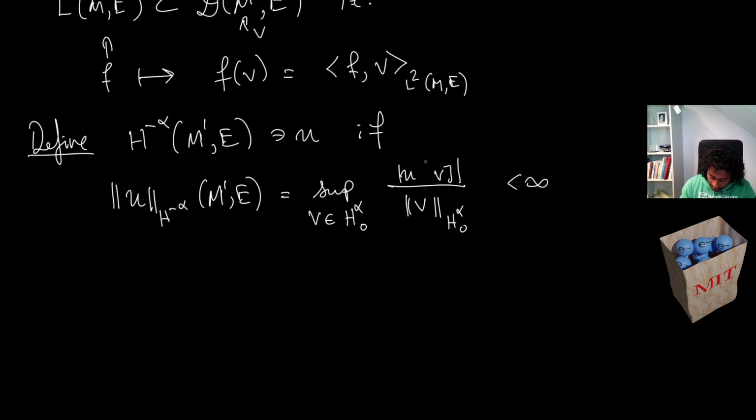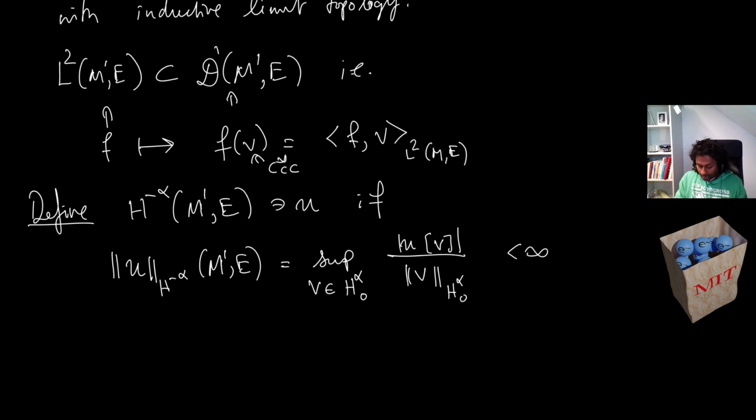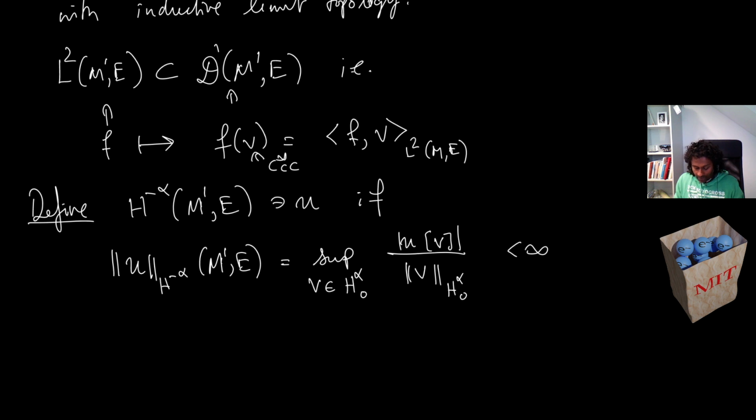Well, I cannot make sense of L2 here. I'm looking at just distributions, right? Sorry, there isn't a prime here. So this is okay. I'm writing a function f acting on V, where V is in compactly supported smooth functions. Here I cannot talk about an L2 pairing, because I'm looking at just distributions acting on V. So here I'm just talking about the action of the distributions.